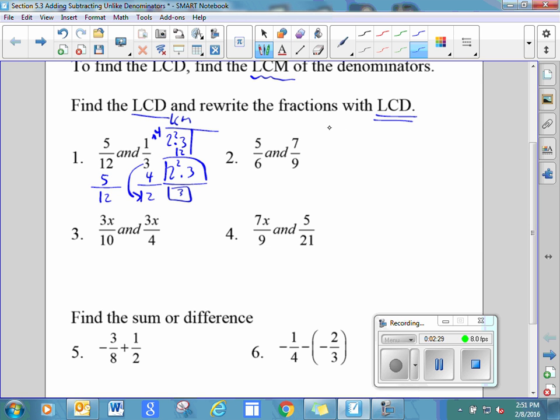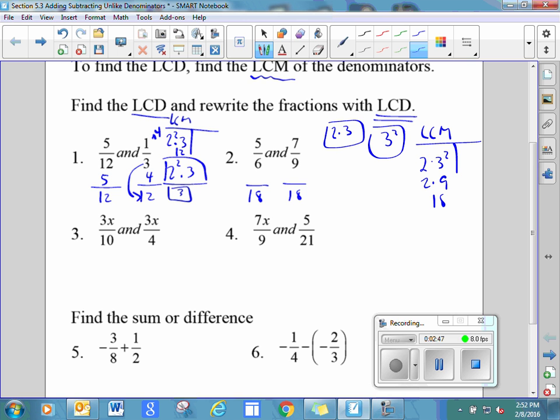6 and 9, let's start with the prime factorizations. 2 times 3 and 3 squared. LCM is each base you see to the highest exponent you see, which is 2 times 9, which is 18. 18 is going to be our lowest common denominator. 6 times 3 is 18, so I have to multiply the 5 times 3 to get the numerator. 9 times 2 is 18, so 7 times 2 is 14. And there's your two new fractions with a common denominator.